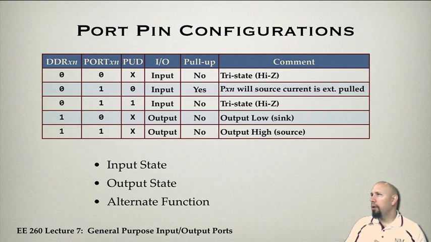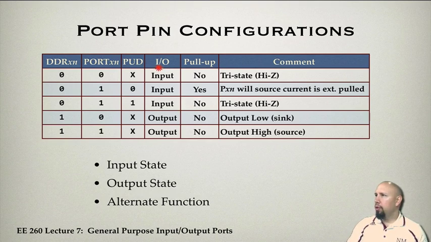So here are the port pin configurations and various things that we can do. Notice that we have the DDR XN, so port X pin N. Now we're looking at this on a pin by pin basis, and this applies to any of the pins. Again, each pin can be in an input state, an output state, or some alternate function. And that's important. In terms of input or output, how that's determined is by the DDR.